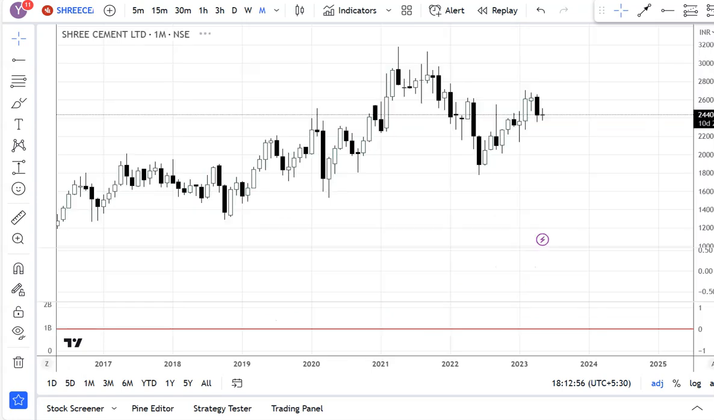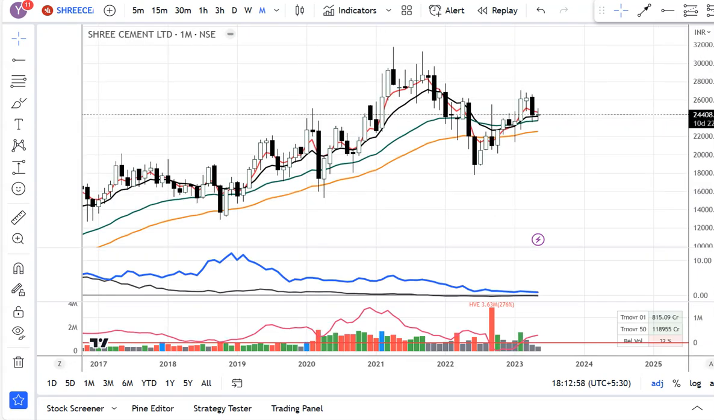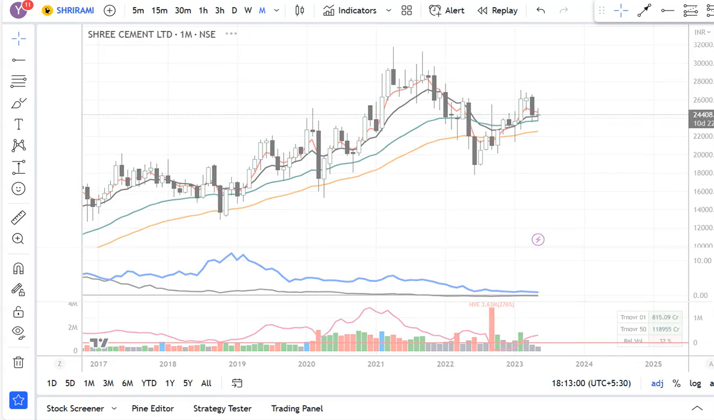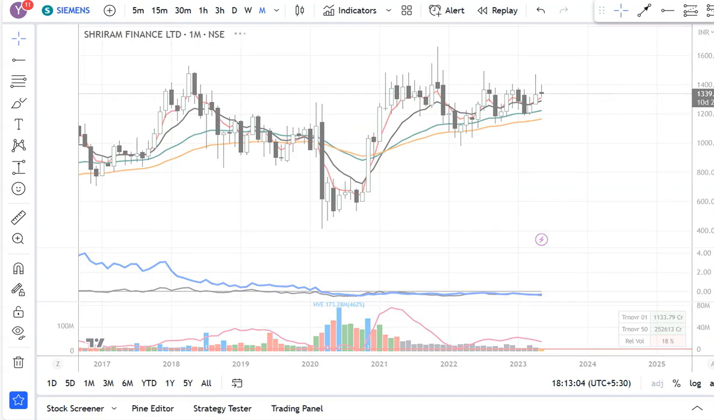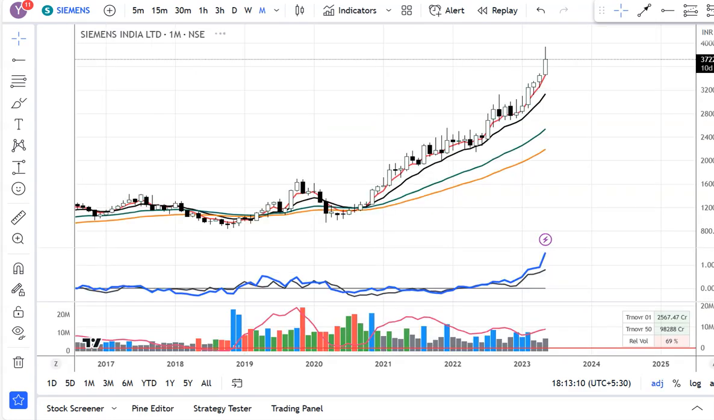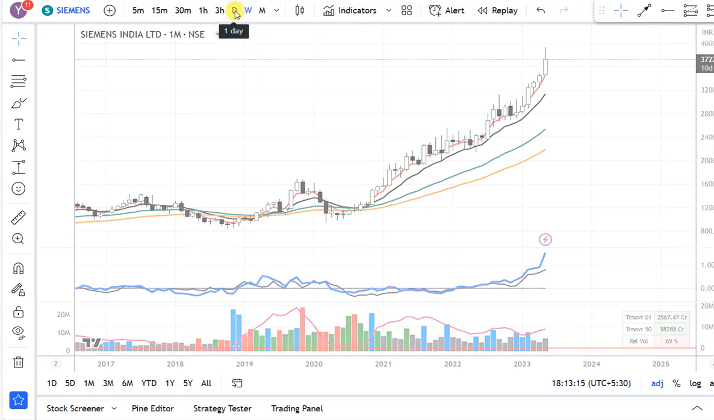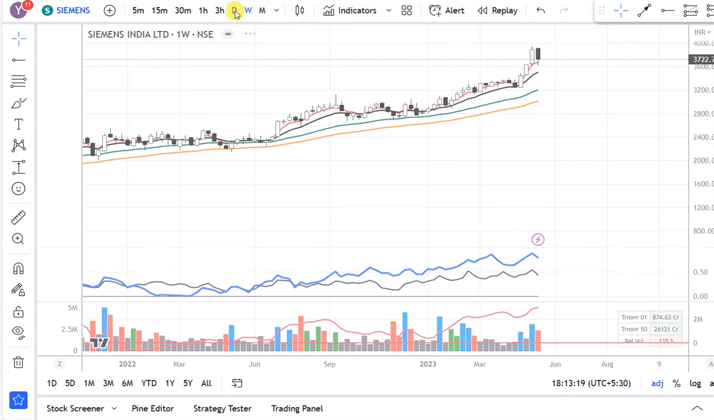Siemens has already given a big rally. Even before we started this, it was in a very strong uptrend. So let me see if I can find something for you guys. No, nothing at all. In fact, this is a stop of the rally. So let's wait and watch what happens next time. SRF is stuck near the bottom.